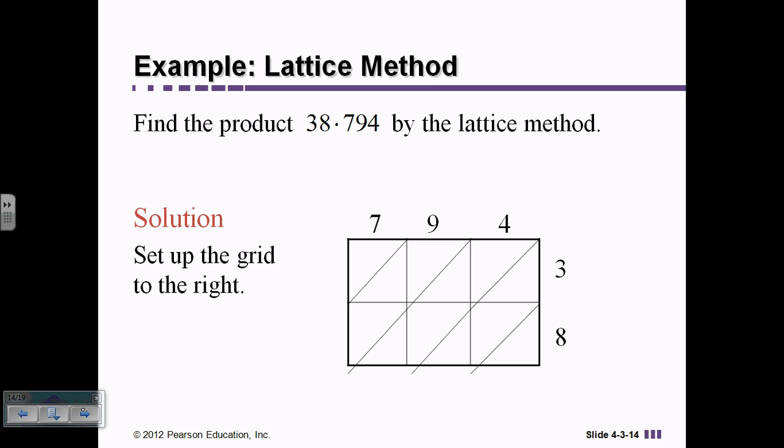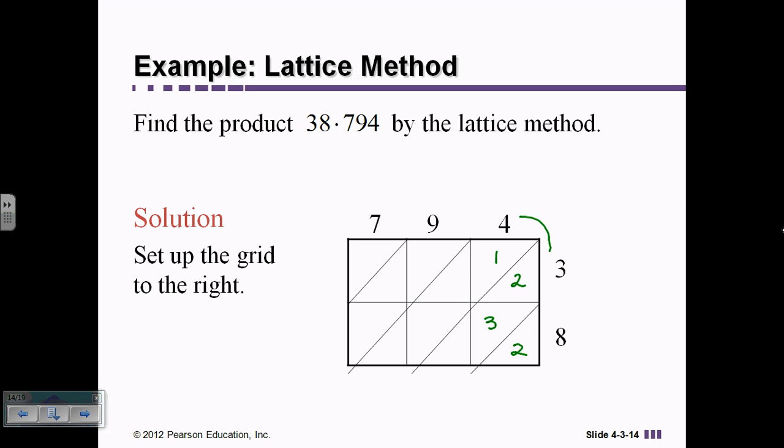what you're going to do is set your 2 numbers up. And since it's a 2-digit number by a 3-digit number, we're going to set up a 3-column by 2-row lattice. And then you're going to multiply these numbers together on the lattice. So we're going to say 4 times 3 is 12. So we put the 1 here and the 2 here. 4 times 8 is 32. So we put the 3 here and the 2 here.